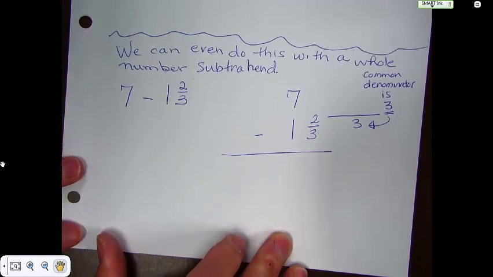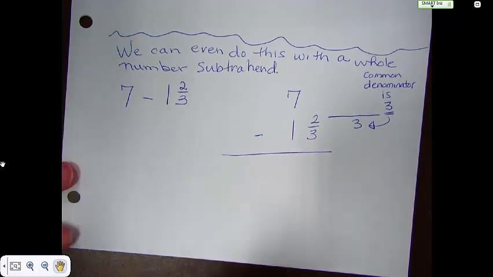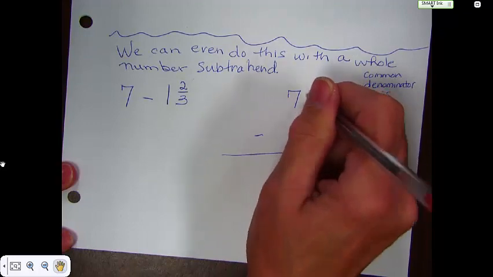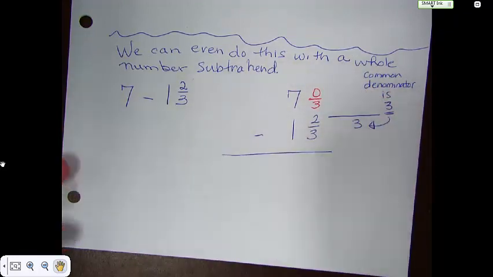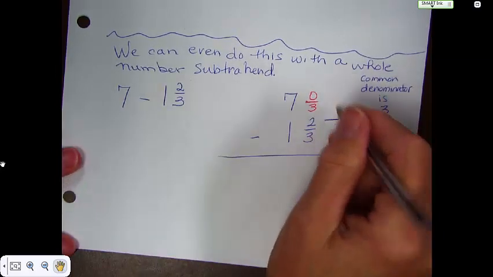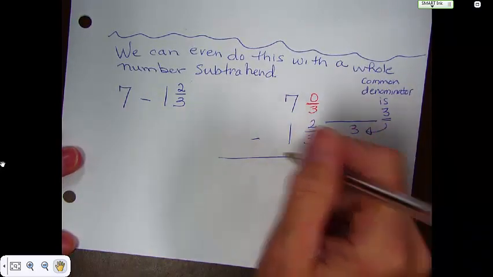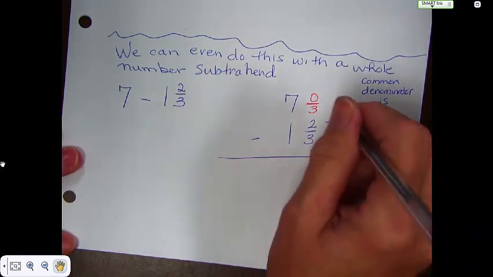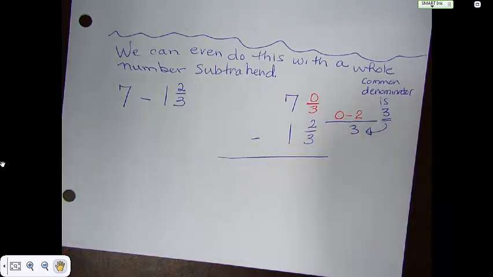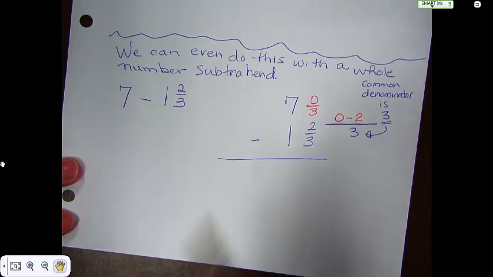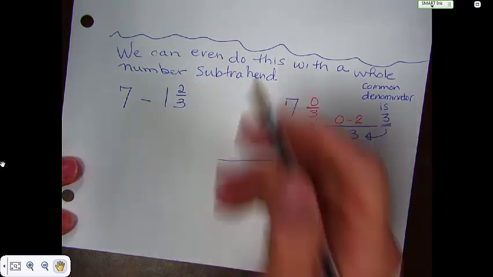Okay, what happens when you have a whole number? How many thirds do we have here? 7 and none. 0 thirds. Okay, so we're definitely going to have to regroup to be able to do this subtraction problem. So right now we have 7 and 0 thirds minus 1 and 2 thirds. So we end up with 0 minus 2. Well, we can't do that. We get negative.